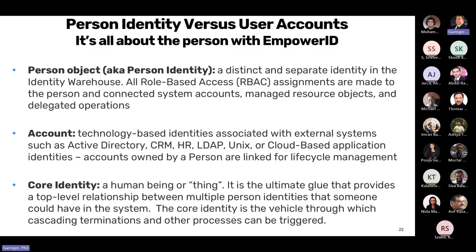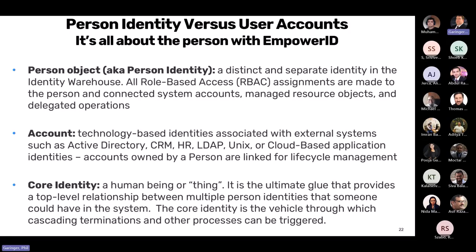You can think of it as the EmpowerID user. It's who I authenticate into EmpowerID as. So EmpowerID as an application, I can log in as somebody and use the stuff in EmpowerID. That's the person object. Now, the person identity is the identity that all of our role-based access is assigned to. So it's not an account. If I log in with an Active Directory account, the Active Directory account is not getting the access. The person object, the person identity that the account is joined to, is the primary object. So that's the identity that is actually getting all of the role assignments.